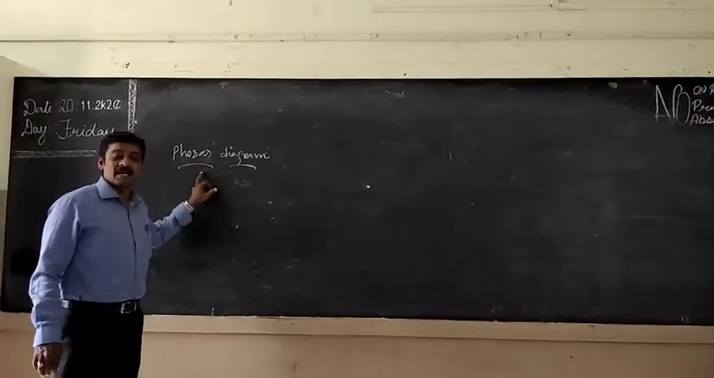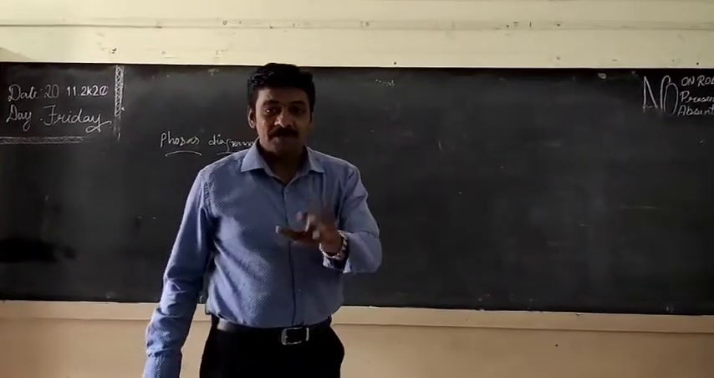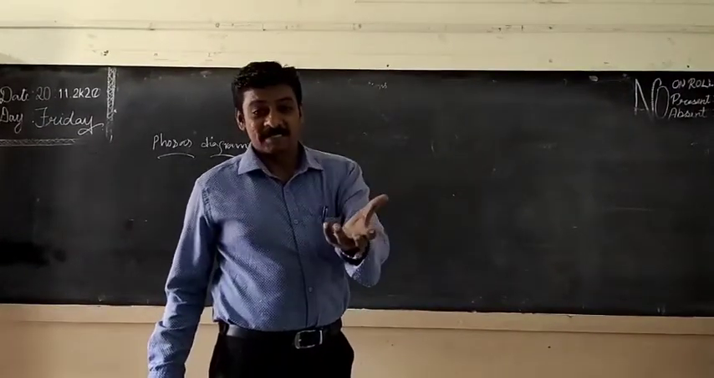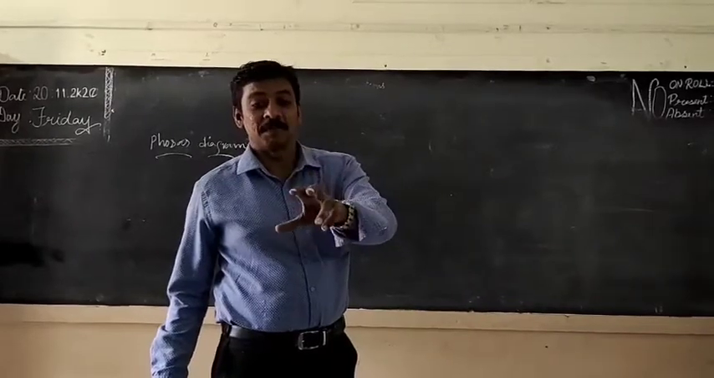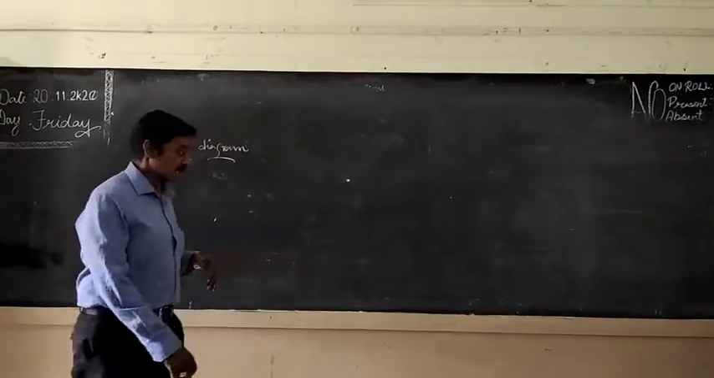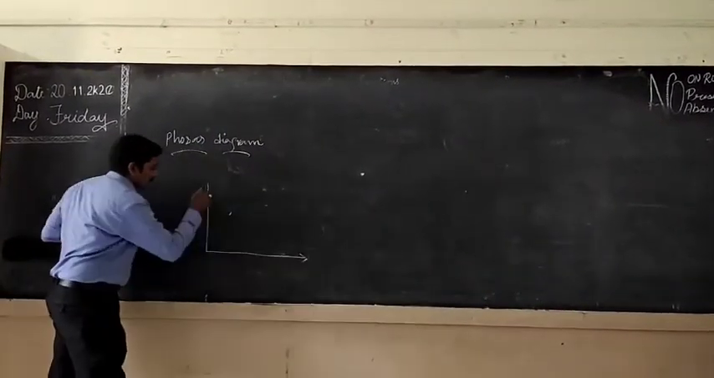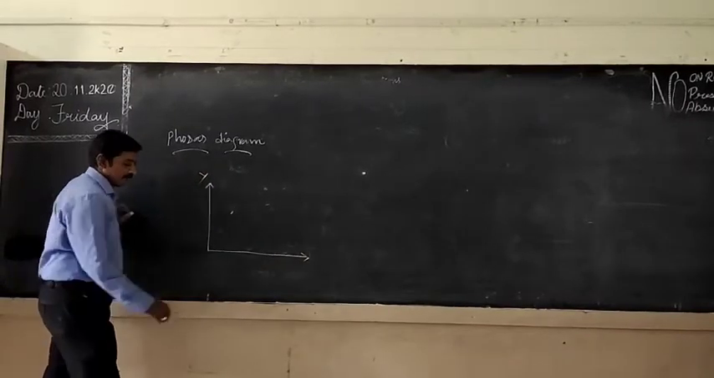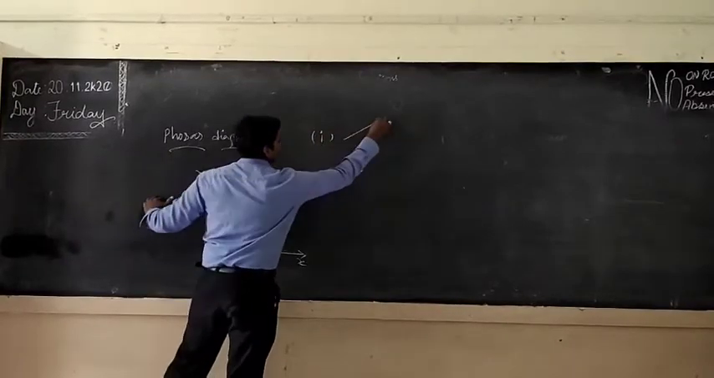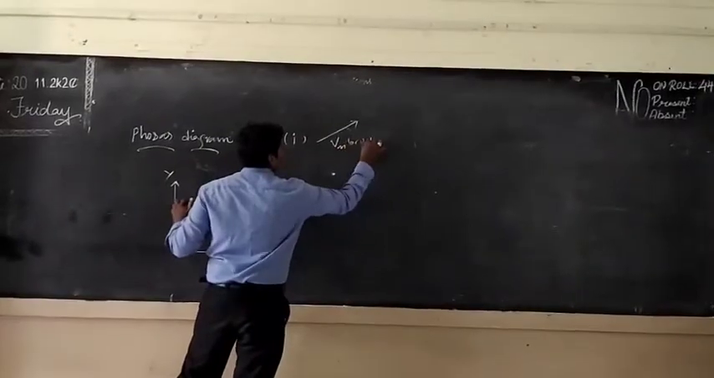What is meant by phasor diagram? A phasor diagram is the diagram which shows the relationship between various phasors and the phase relationship between them. Now I am going to draw the phasor diagram. For a phasor diagram, I should take two axes, one is the y-axis and another is the x-axis. First one is the line segment, which shows Vm or Im.